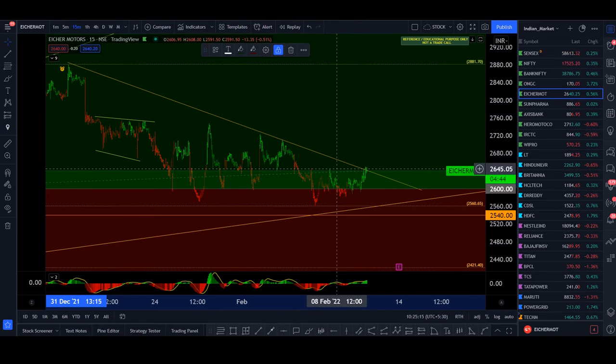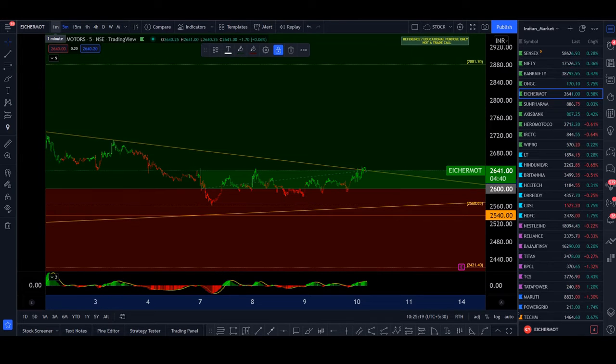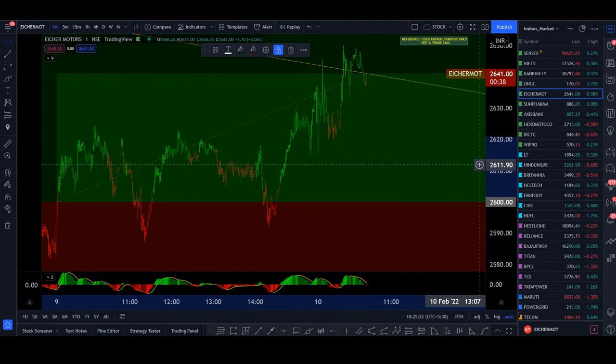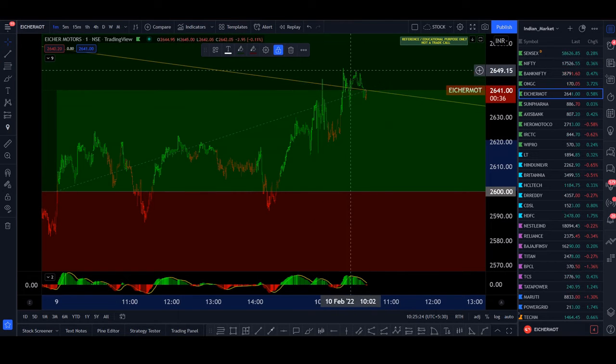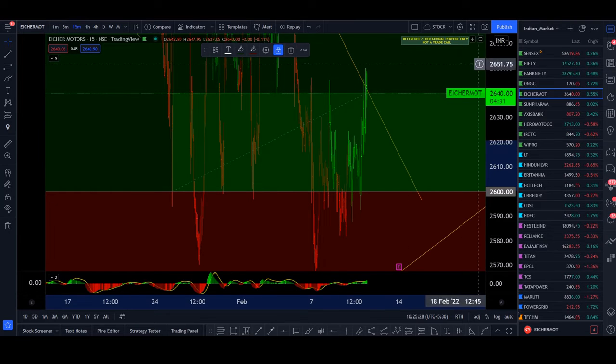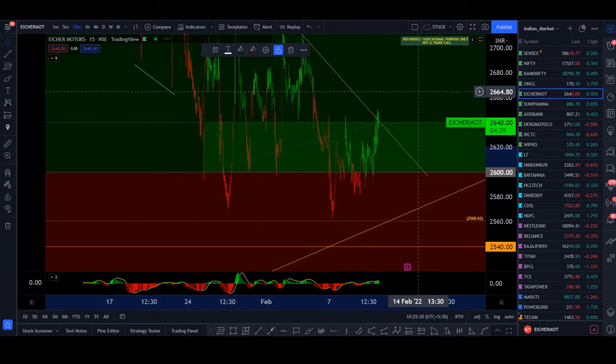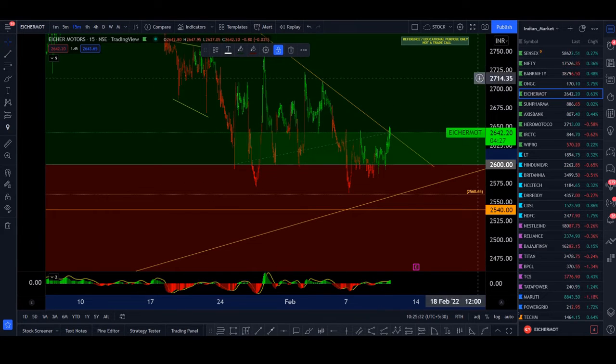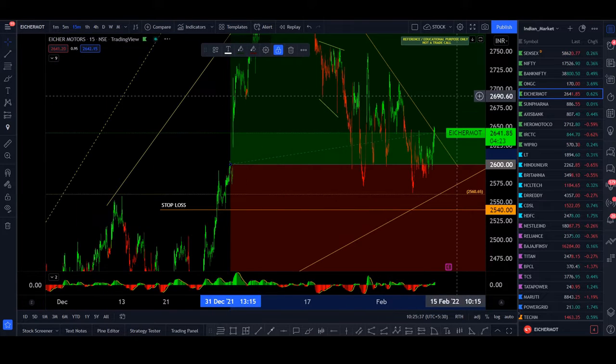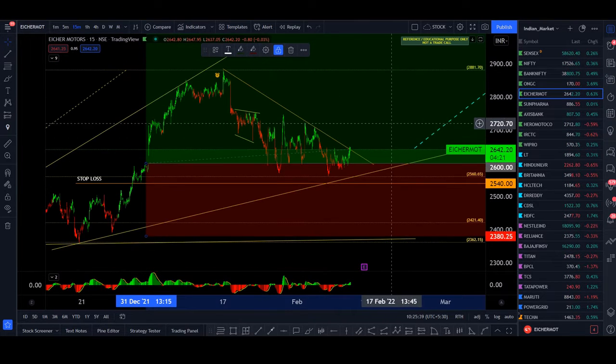Let me zoom in a little bit. Yeah, so basically we are in the right place to enter the trade, which is broken, and anytime it can go up. So our entry point is 2640, so 2640 rupees.